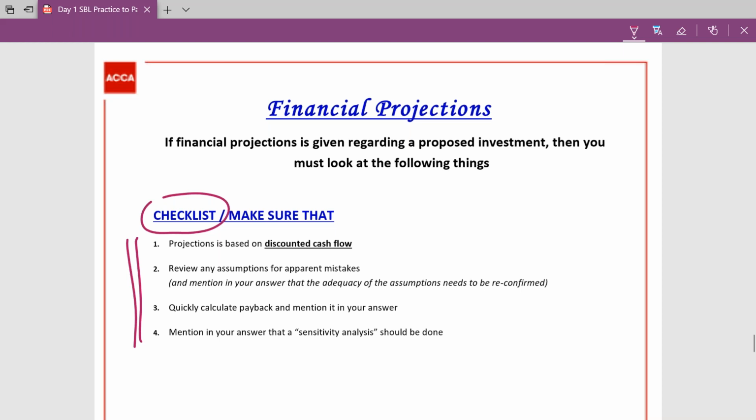So you don't have to calculate it yourself. Just write one sentence that a sensitivity analysis needs to be done. That's it. An examiner will become your fan.